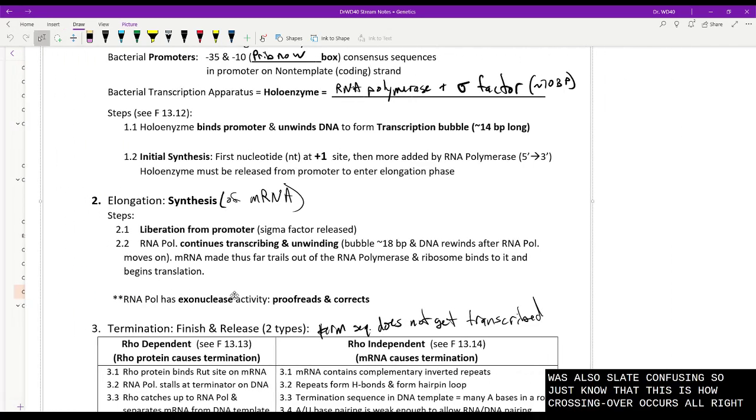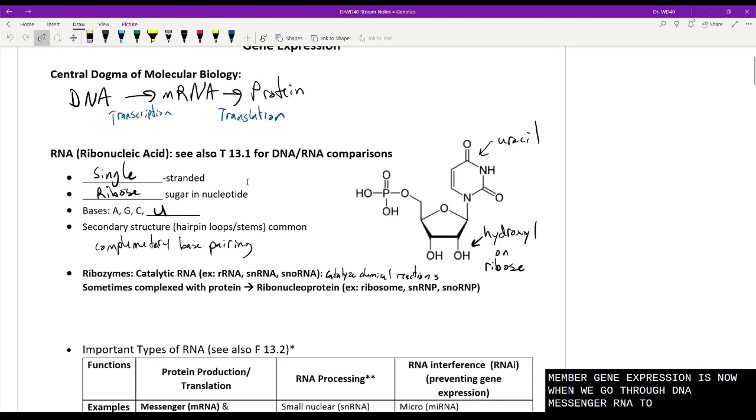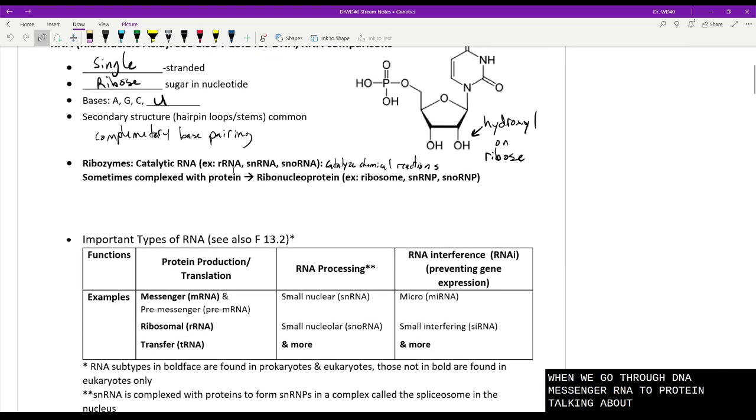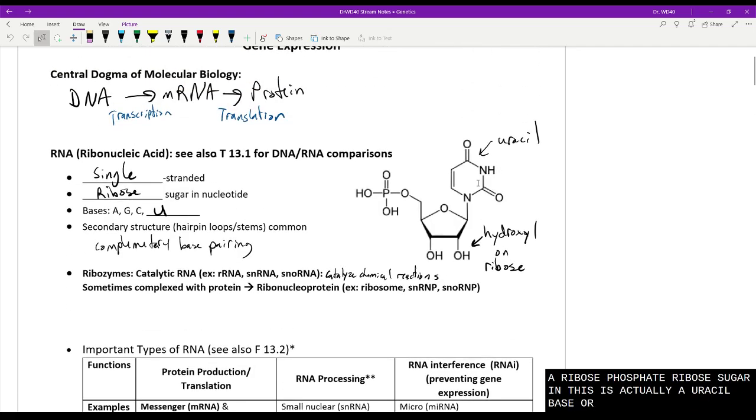All right, 13 and 14 here now. So for this one, remember, gene expression is when we go from DNA, to messenger RNA, to protein. Talking about RNA here, hopefully everyone knows the RNA structure by now. We have that extra hydroxyl group, so we have a ribose, so phosphate, ribose sugar, and this is actually a uracil base, or it's a pyrimidine.